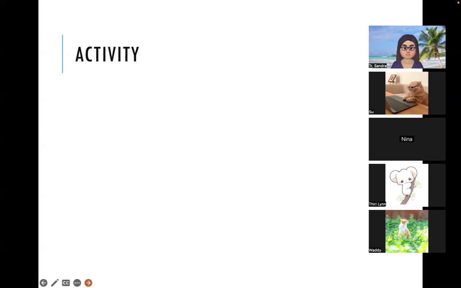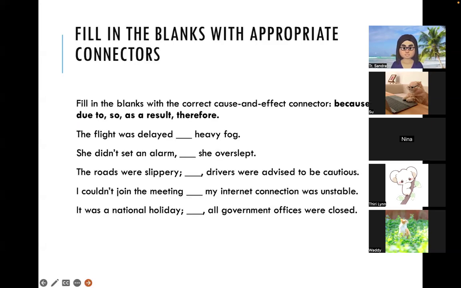So shall we do some exercises so that it will be clear for you? You have to fill in the blank with the correct cause and effect connector, like because, due to, so, as a result, and therefore, okay? Shall we do it together here? The flight was delayed, blank heavy fog. Which connector do we have to use? The flight was delayed due to heavy fog. Yes, we have to use due to, right? First one will be due to.